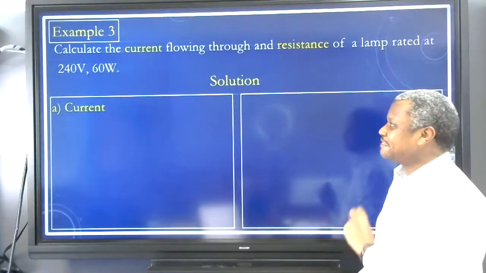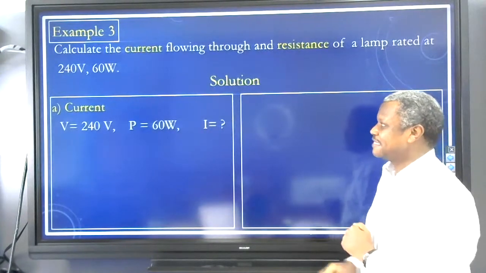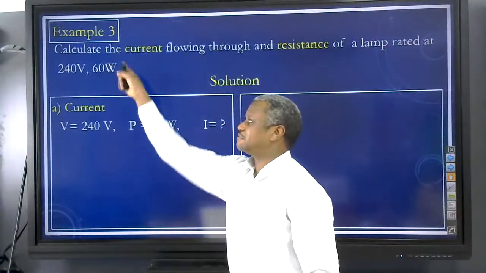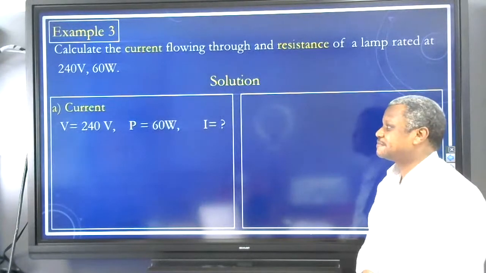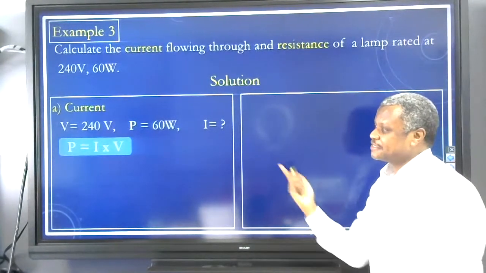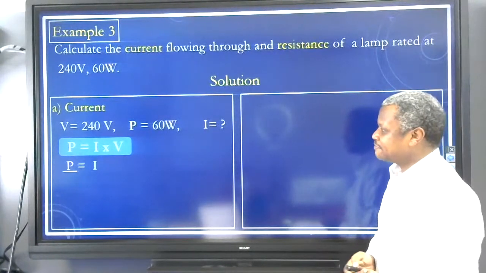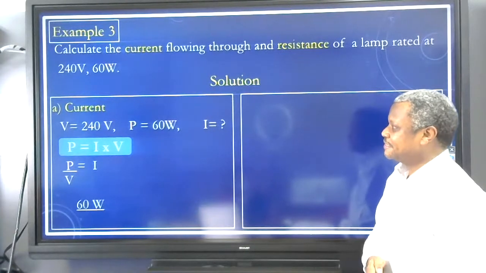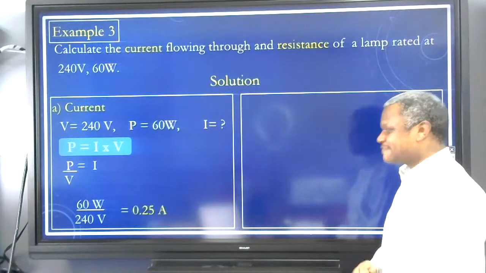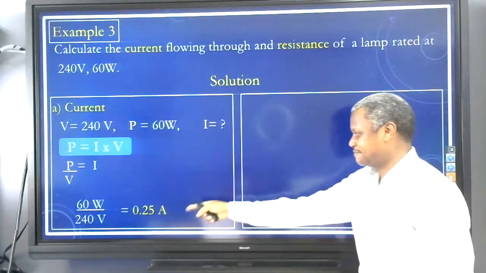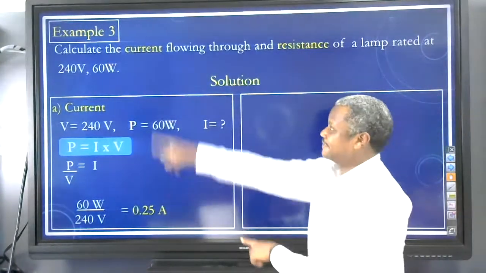Solution here. For the current, we have two values. We know the voltage, which is 240. The power is 60. Anytime you see the watts, always remember that watts simply means the power. The current we don't know, but we know the formula. Power is equal to current multiplied by voltage. Substitute that, you get power divided by voltage gives the current, which is equal to 60 watts divided by 240. When you divide that, you get 0.25 amperes. Now, this is the current.